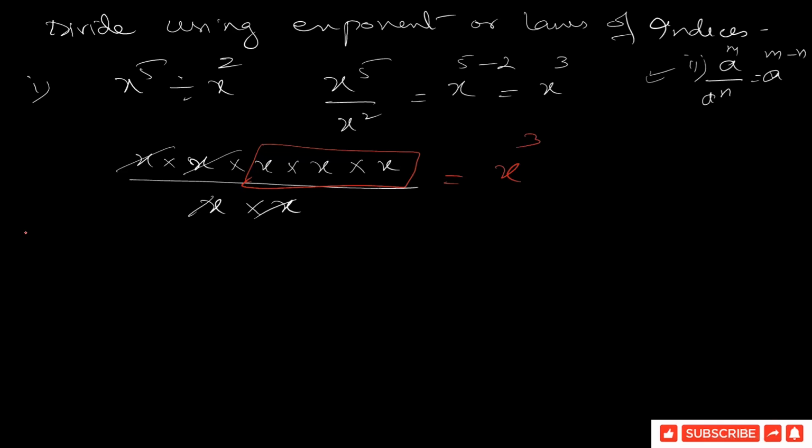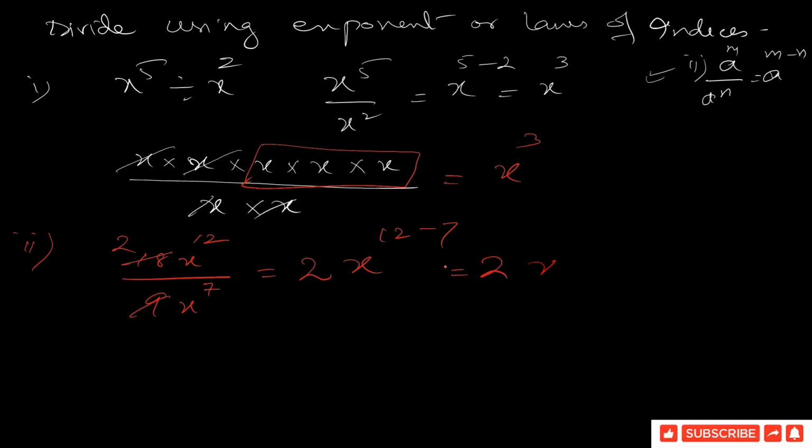Now second question. Following the same law, we solve 18 x power 12 upon 9 x power 7. So now we divide 18 by 9, we get 2, and x power 12 minus 7. So it will be 2 times x power 5. So this is your answer.